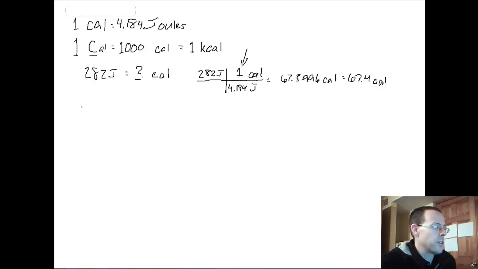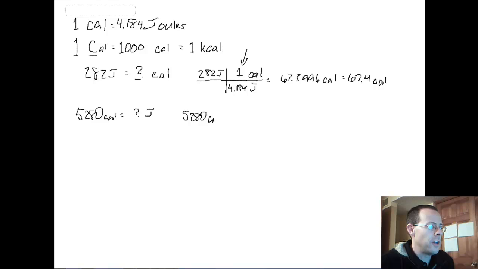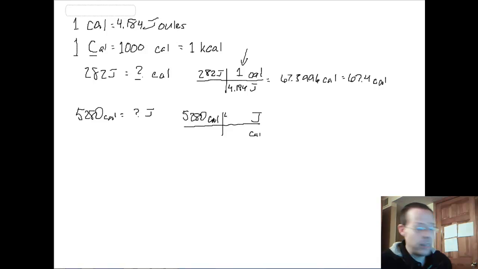All right, another way I can ask this question is we can start with calories and go to joules. So let's say we have 5,280 calories, little c, equals how many joules? So again, we're going to start with what we know, 5,280 calories. We're going to let our units be our guide. So we're going to have calories in the denominator and joules in the numerator. And what is that relationship? Well, that relationship is 4.184 joules equals 1 calorie. So in this case, we're going to multiply.